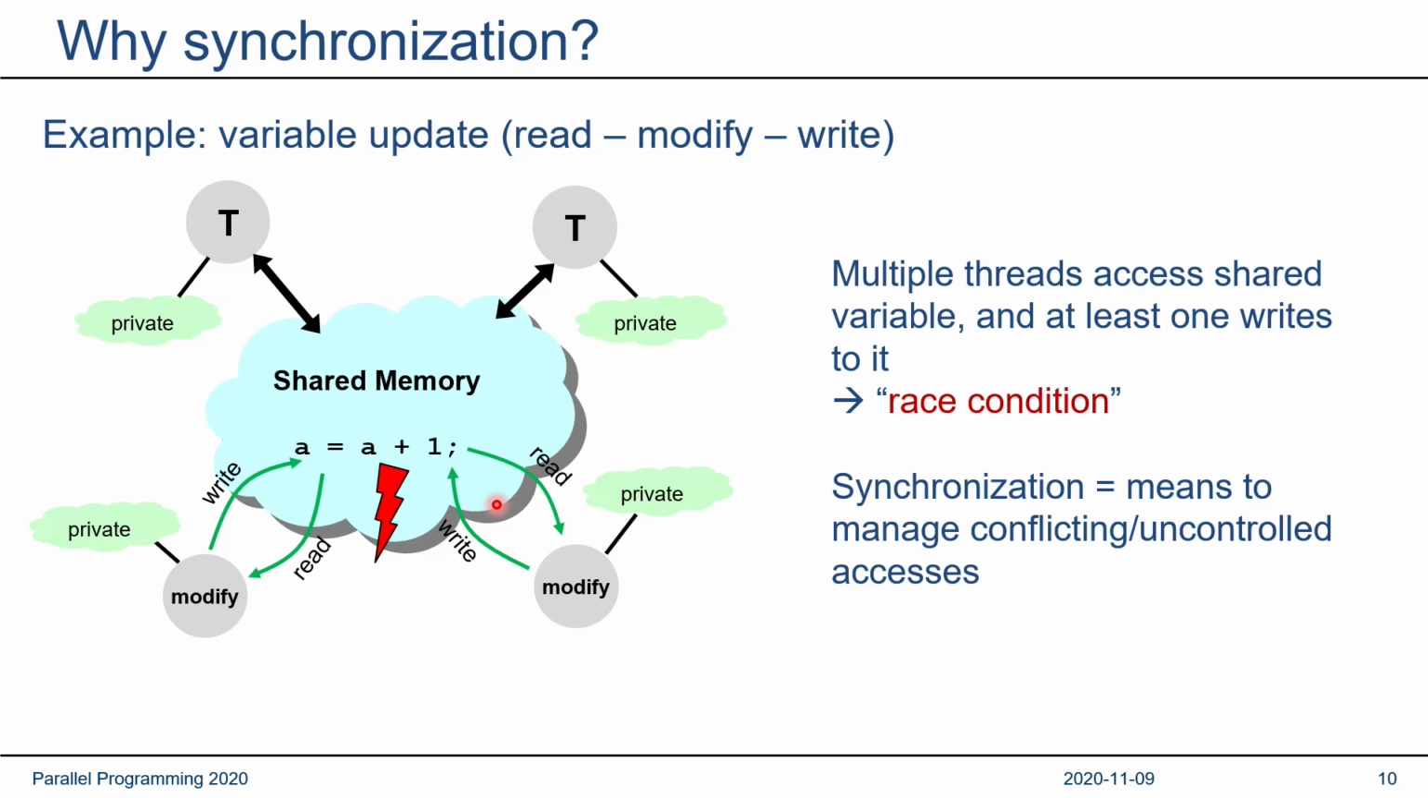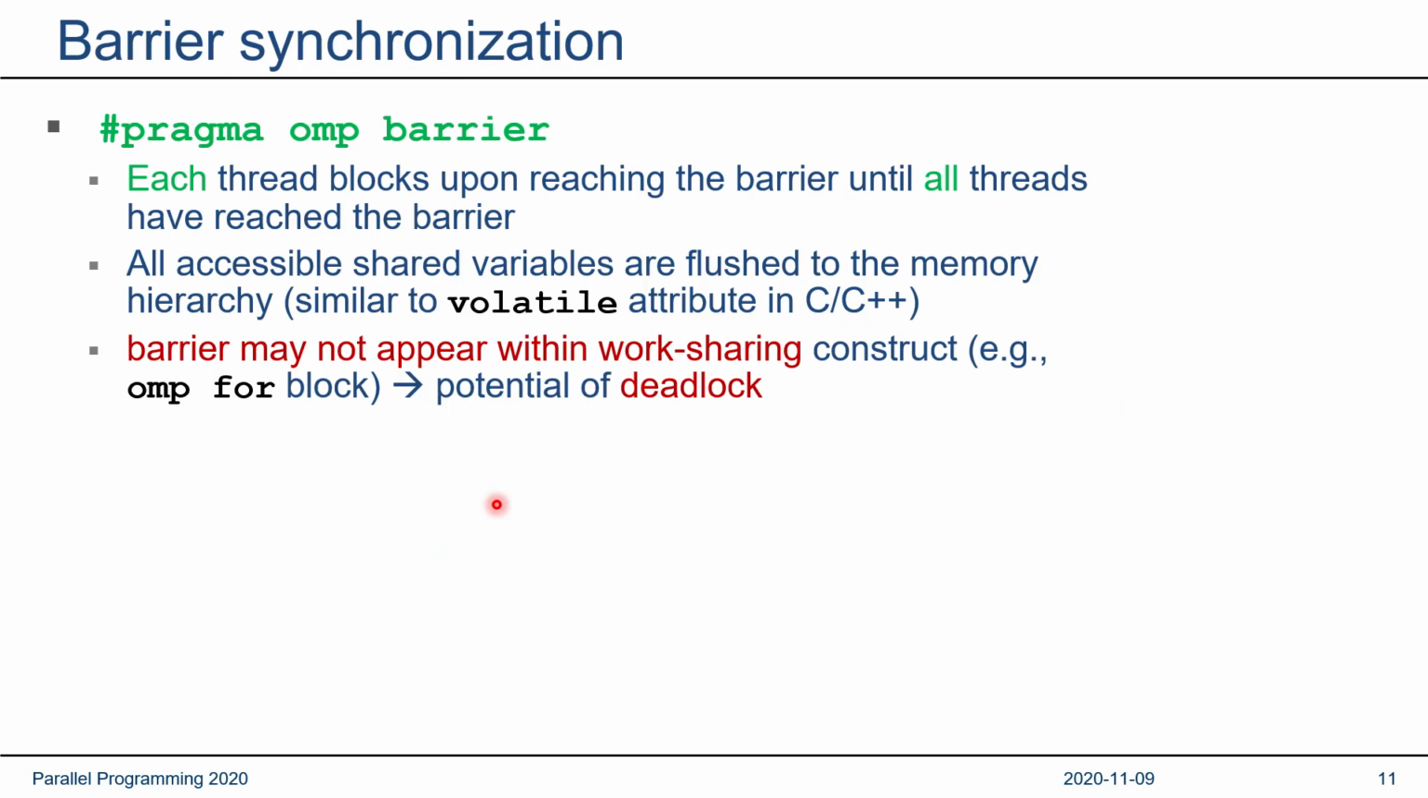So whenever multiple threads access a shared variable, and at least one of those threads writes to this shared variable, we speak of a race condition, because the outcome of the whole operation depends on the exact order of events. Synchronization is a means to manage conflicting or uncontrolled accesses to shared data. Now, OpenMP provides a whole bag of options for synchronization, and here in this basic part of the course, we only cover a few of them.